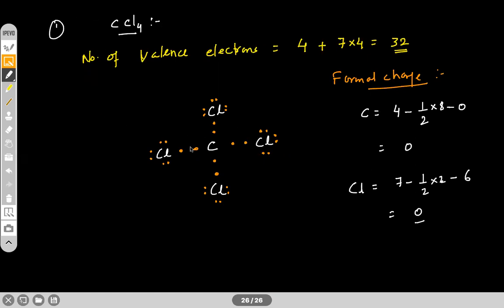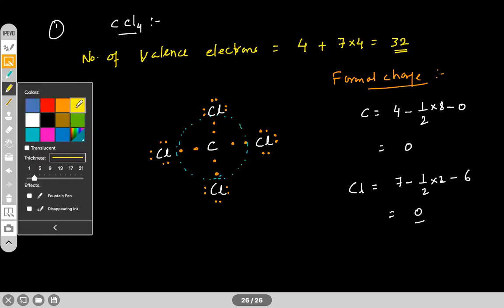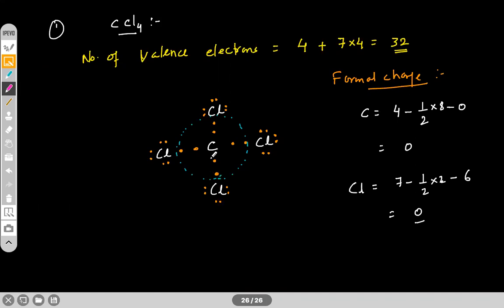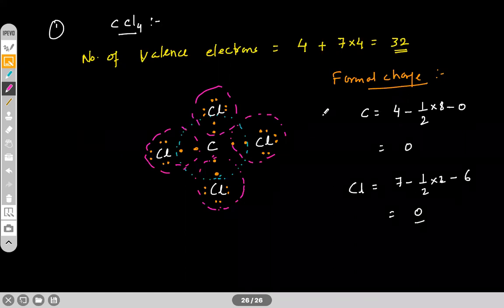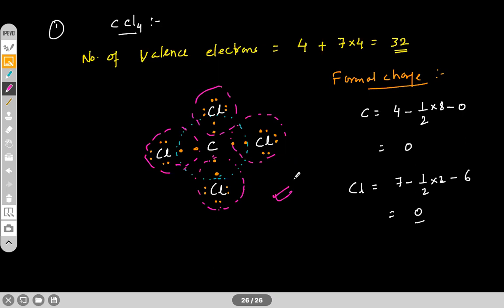So this is the Lewis dot structure of CCl4. If you want, you can place circles in order to show the octet of each atom. See, the carbon octet is complete. For chlorine, the octet is complete. This chlorine also, this chlorine also, and this chlorine also. So all the atoms have a complete octet with 0 formal charge. This is the best possible arrangement of atoms. Remember, if you have placed everything but you do not calculate the formal charge, then the entire thing will be wrong. Without formal charge, nothing is correct.